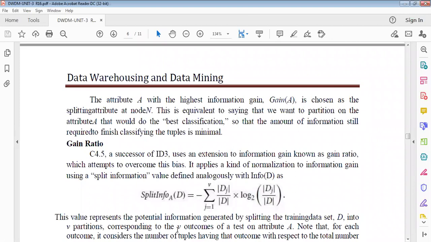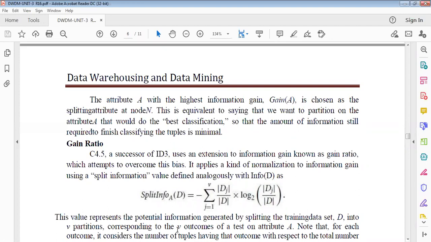It uses the extension to information gain known as gain ratio, which attempts to overcome this bias. It applies a kind of normalization to information gain using a split information value. You can find it out with the information gain ratio like this.